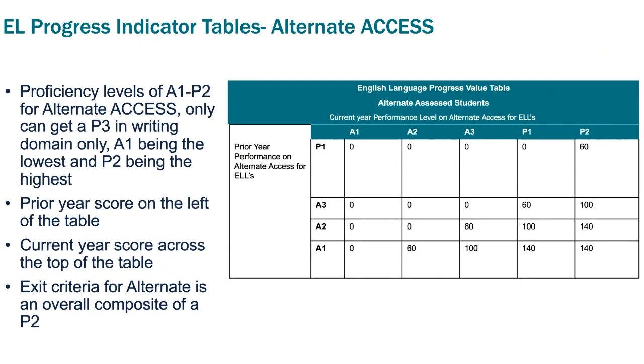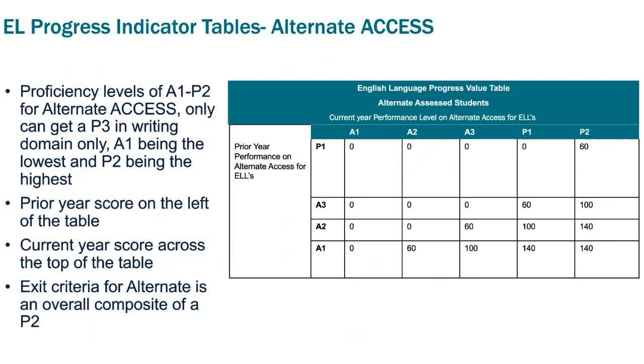Also, for our Alternate ACCESS, we do have growth tables for that. And of course, you'll know a difference because those go from proficiency levels of an A1 to a P2 for Alternate ACCESS. The only one that will go up to a P3 is the writing domain only. A1 being the lowest performance level, and P2 being the highest level that Alternate ACCESS goes to. And just like on our ACCESS table previously, you'll see what the prior year is on the left side, and then the current year up at the top.